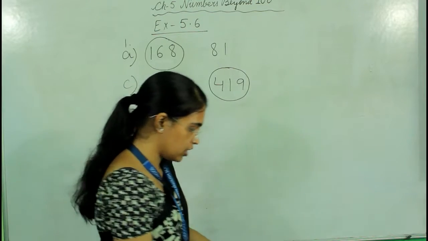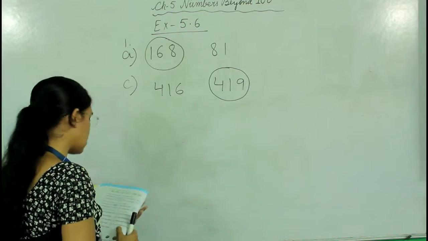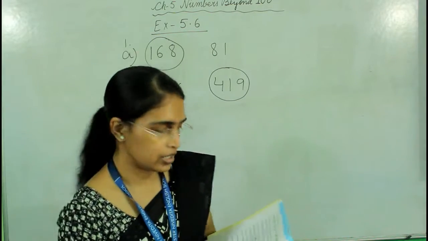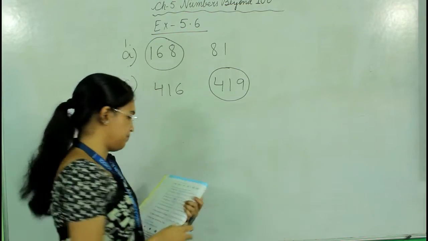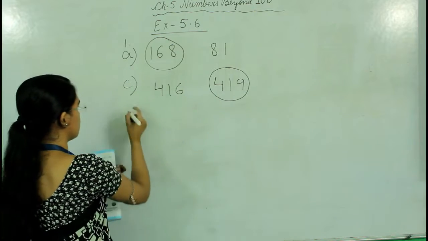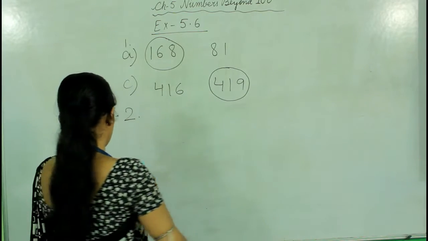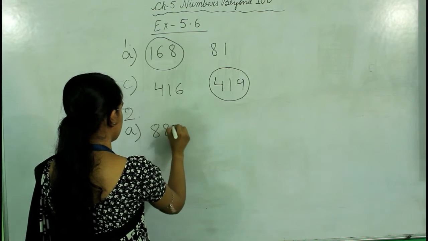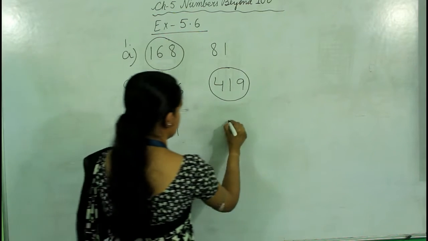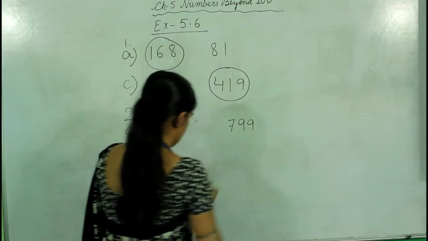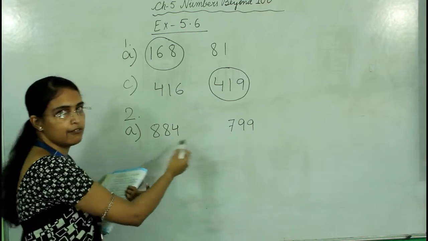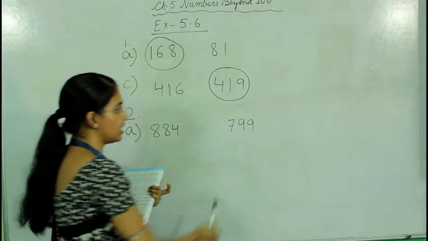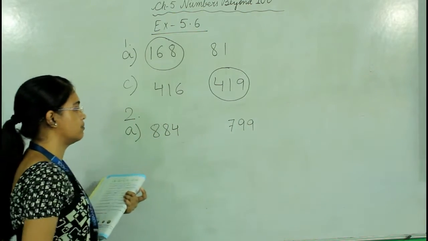Now turn the page, come to the next question. Now in question number 2, what do we have to do? We have to circle the smaller number. Smaller means shorter. Now in the same way we will do question number 2. 2A. 884 and 799. So in this question we have two numbers. On this side we have a 3-digit number and on this side also we have a 3-digit number.